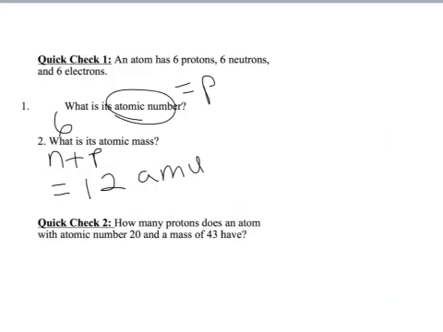Quick check number 2. How many protons does an atom with an atomic number 20 and a mass of 43 have? This is a trick question because all we really care about is the atomic number. Because remember, going back from question 1, that atomic number is equal to the number of protons. So in this case, the number of protons is 20.